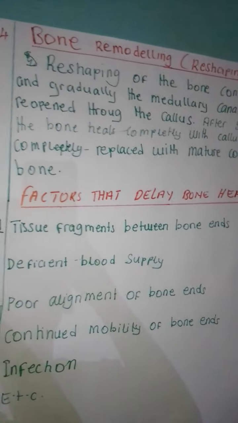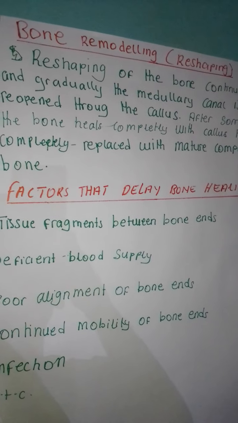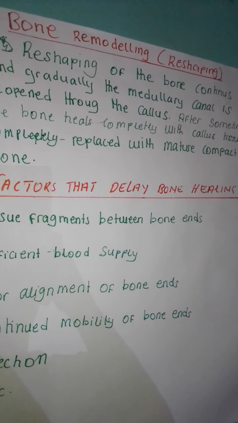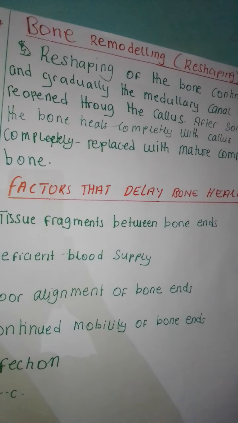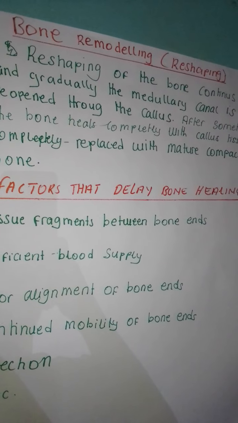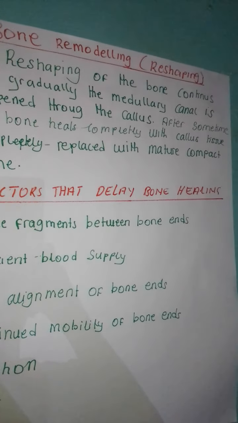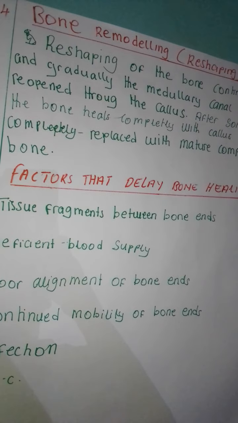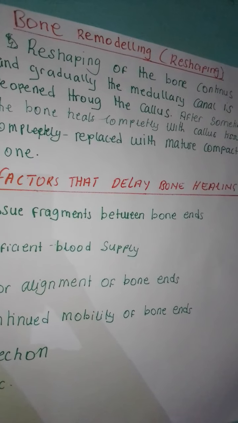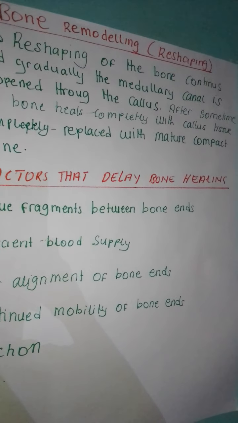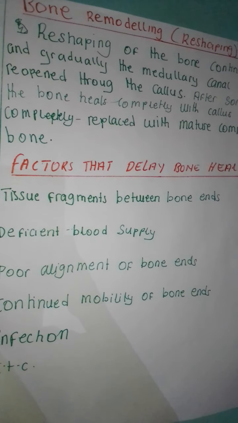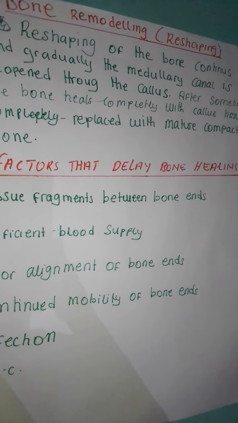Then the fourth stage is bone remodeling, or reshaping. Reshaping of the bone is continuous and gradual in the medullary canal, and the medullary canal is reopened through the callus. After some time, the bone heals completely, with the callus tissue completely replaced with mature, compact bone. That is the reshaping of the bone.